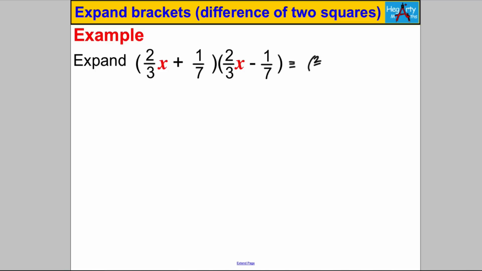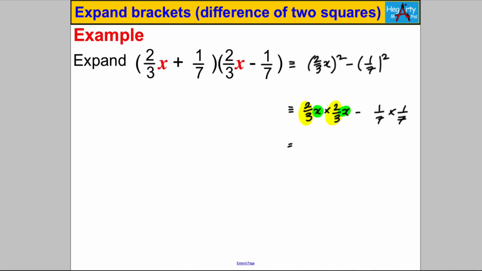We're going to have 2/3 x squared, take away the answer to 1/7 squared. Now I'm just going to write this one out for us so we don't make a mistake. 2/3 x times 2/3 x, take away 1/7 multiplied by 1/7. Now you need to know how to multiply fractions, top times top over bottom times bottom. I'm going to multiply the 2/3 by the 2/3 first, and then I'm going to afterwards multiply the x by the x, because I can multiply in any order.